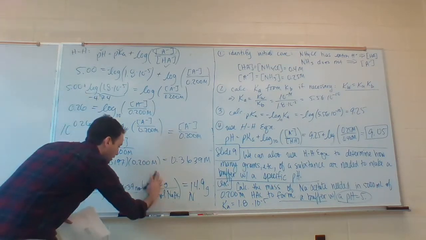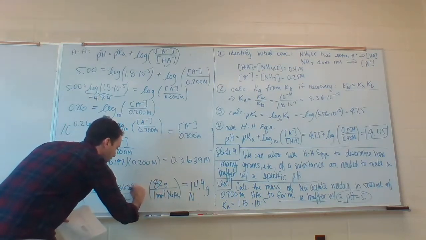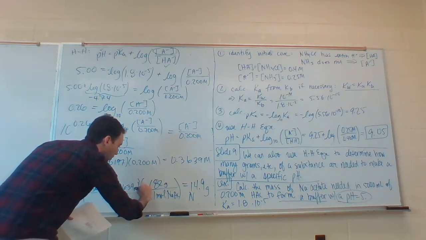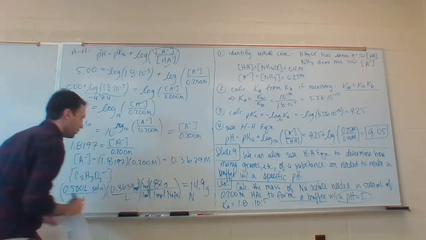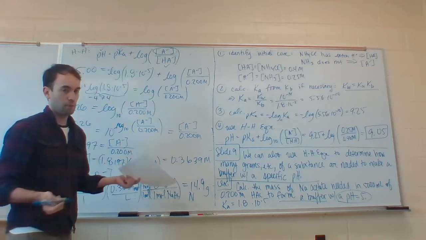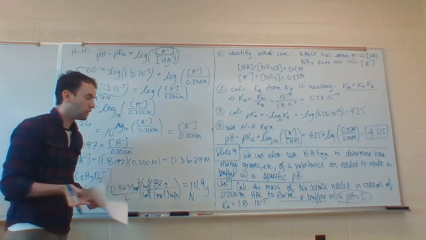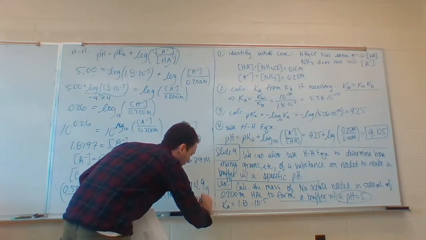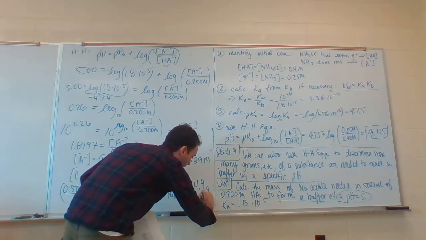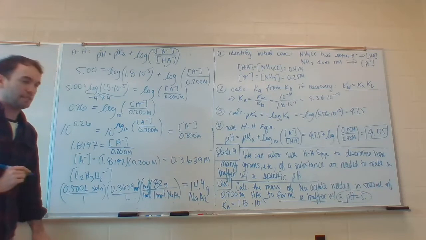All right, in here we should probably have a 1 mole to 1 mole ratio, because we know that sodium has a +1 charge and acetate has a -1 charge, so it's a 1 to 1 mole ratio. So then we end up with 14.9 grams of our sodium acetate.